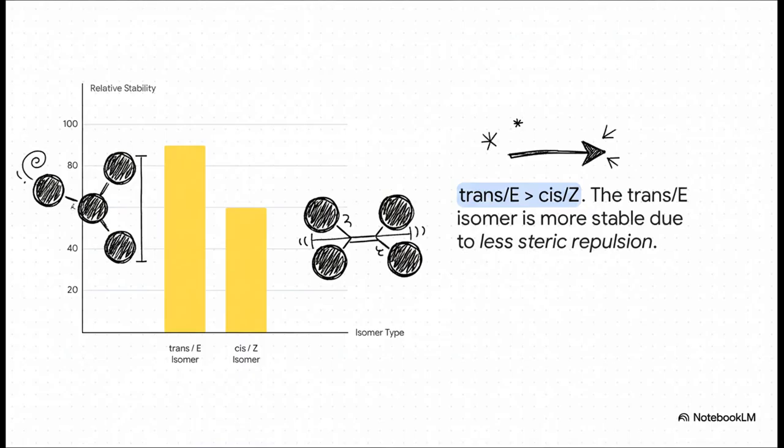Here's another key point, especially for questions about stability. As you can see from this chart, the trans or E isomer is almost always more stable. And the reason is simple. The big bulky groups are on opposite sides, so they have more personal space. This means less steric repulsion, which is just a fancy way of saying they aren't bumping into each other. Less bumping, less stress, more stable molecule.